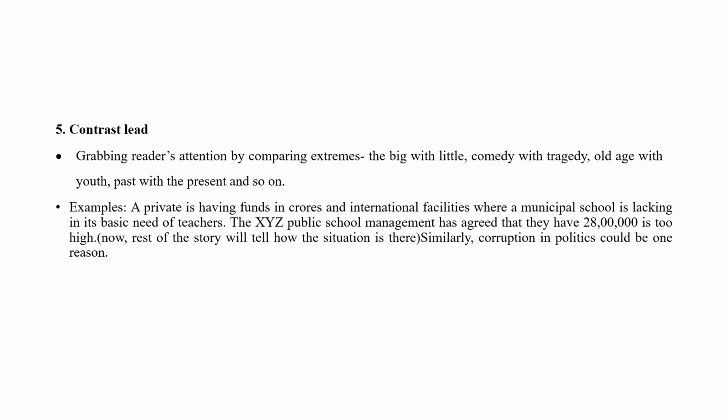It compares two extremes, like big with small, comedy with tragedy, old with new, or old with youth, past with the present, and so on. Example: a private school is having funds in crores and international facilities, whereas a municipal school is lacking in its basic need for teachers. The XYZ public school management has agreed that they have 28 lakh, which is too high. Now the rest of the story will tell how the situation there is. Similarly, corruption in politics could be the reason.